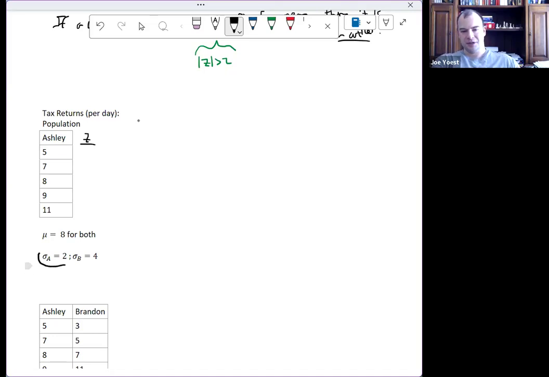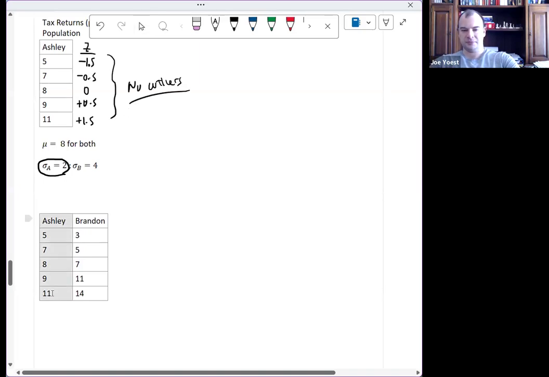The mean is 8 and Ashley's standard deviation is 2. So 5 minus 8 is -3, over 2 is -1.5 for the z-score for the data value 5. 7 minus 8 is -1, over 2 is -0.5. 8 is just the mean, so 8 minus 8 is 0, over the standard deviation is 0. 9 minus 8 is 1, over 2 is positive 0.5. 11 minus 8 is 3, over 2 is positive 1.5. There are no data values with absolute z bigger than 2, no outliers.